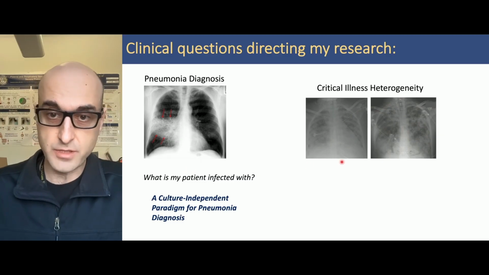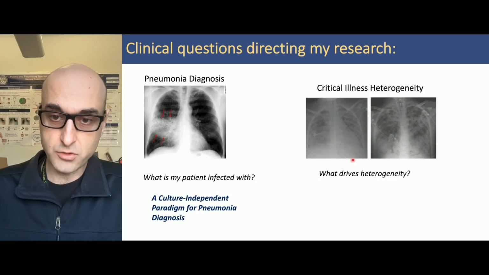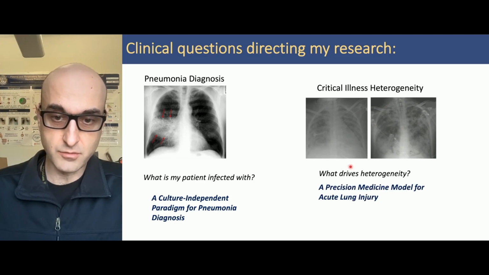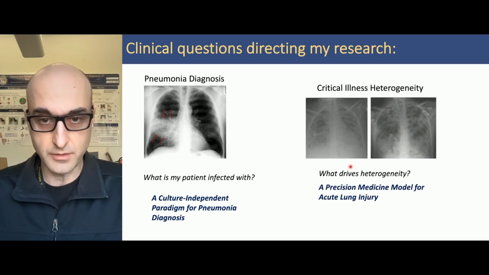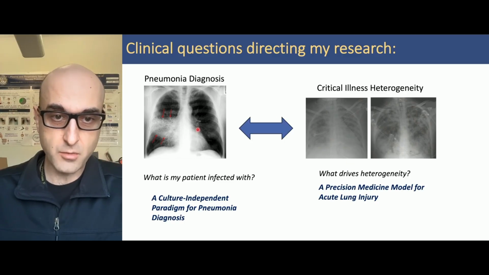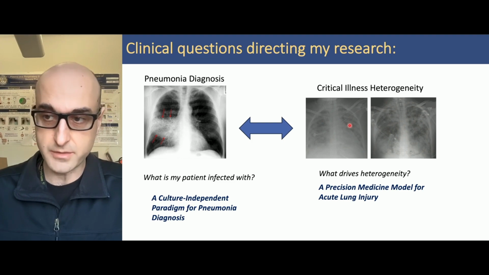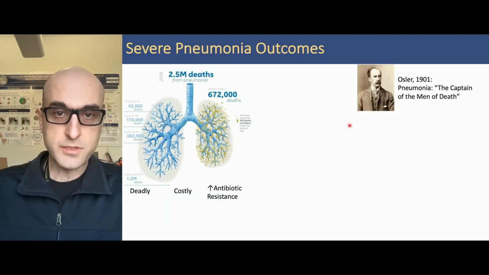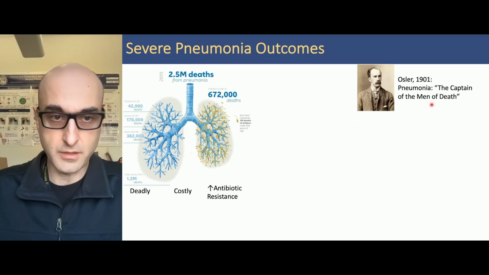At the same time, patients with the same syndromic diagnosis can manifest with substantial clinical heterogeneity. Here we're trying to understand what drives this heterogeneity to develop a precision medicine model for acute lung injury. Today we'll examine how these questions overlap and how pathogens may affect the critical illness heterogeneity we see at the bedside. And we'll study pneumonia, which was once called the captain of the men of death.